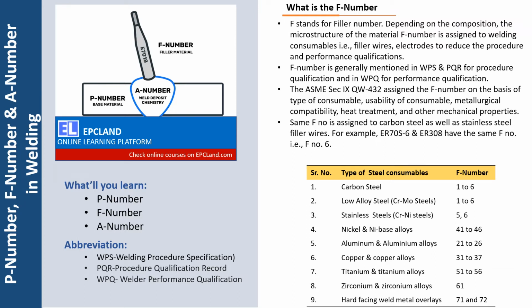At the same time, with respect to these properties, if there is a similarity between carbon steel and stainless steel, then we can allocate the same F number to carbon steel as well as stainless steel. For example, if you see here, we have common F numbers for carbon steel, alloy, stainless steel. That means this F number will have similar usability, metallurgical compatibilities, heat treatment properties, and mechanical properties. So once we allocate this number, we are standardizing the filler material with respect to code requirements.